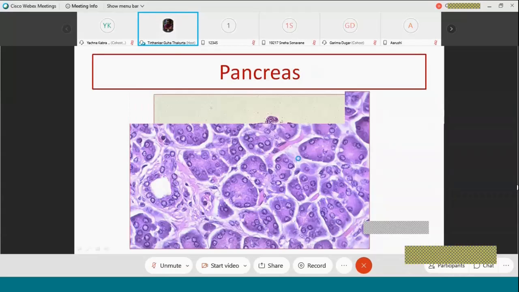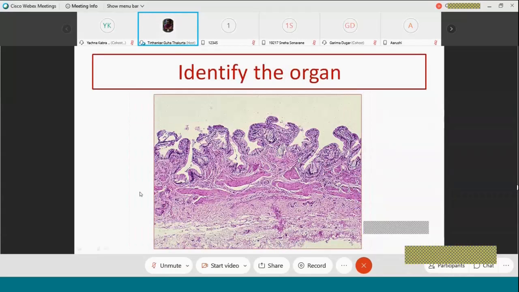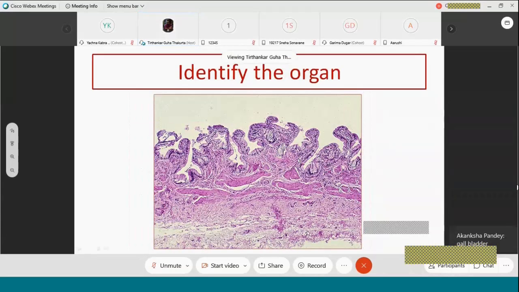Identify this organ. An organ that has villus projection, but just below the villus there is smooth muscle. There is no submucous layer.